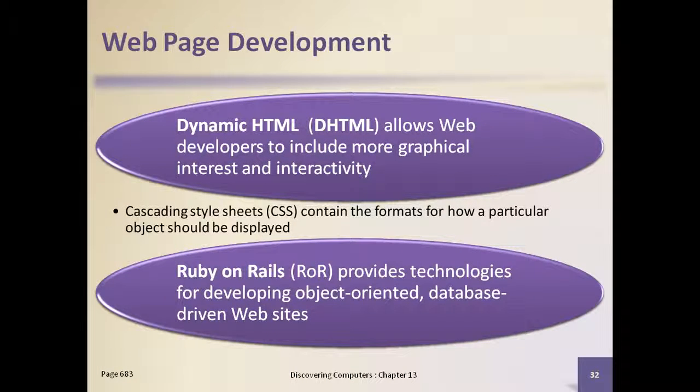Dynamic HTML is a web development approach to include more graphics and interactivity. Cascading Style Sheets contain the format for how a particular object should be displayed. Ruby on Rails is a provider technology for developing object-oriented, database-driven websites.